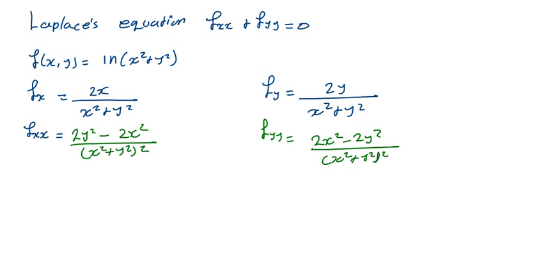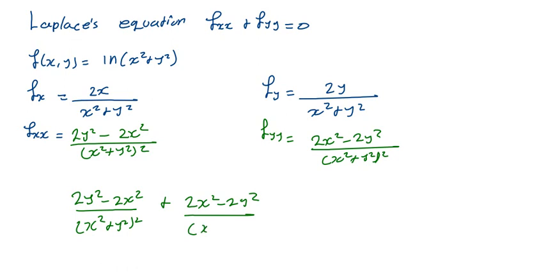Now we have to add these two, which is this one and that one, and we just have to bring them together. That would be 2y squared minus 2x squared, divided by (x squared plus y squared) squared, plus 2x squared minus 2y squared, divided by (x squared plus y squared) squared. Want to see what that is equal to.